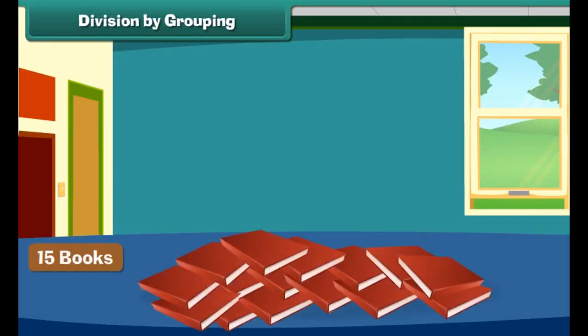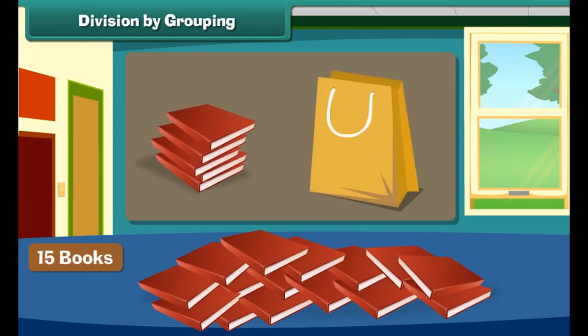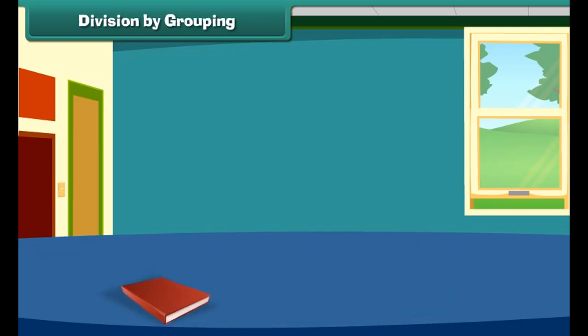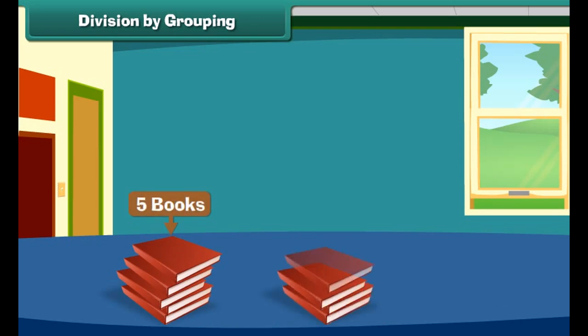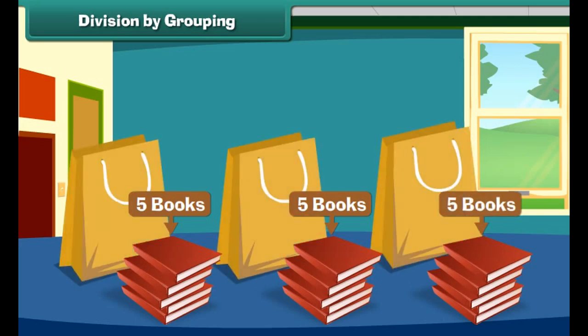Division by grouping. There are 15 books. 5 books can be packed in one bag. How many bags are required to pack 15 books? Make groups of 5 books each. 3 such groups are possible with 15 books. Hence, 3 bags will be required to pack 15 books.